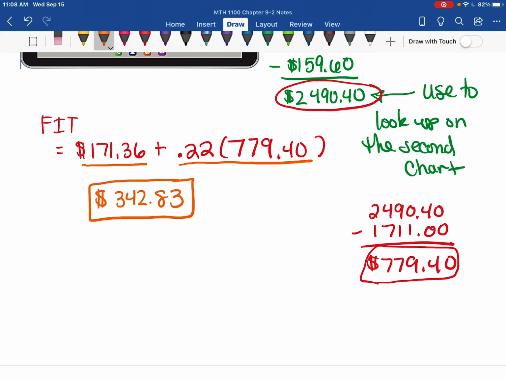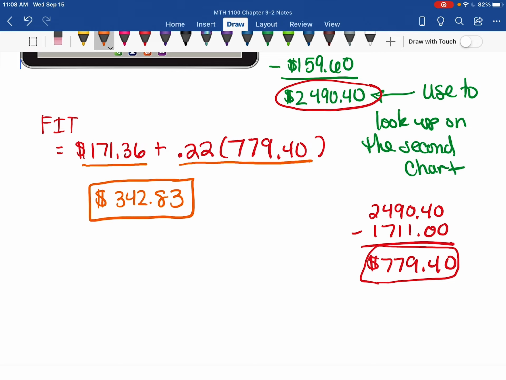Now, at this point, if there was given information about the state income tax as well, we would want to take it off. So, for example, it might say your state income tax is 5%. If it says that, you want to make sure you make that deduction as well. So you would take 5% of whatever your gross pay is. And that would also be considered a deduction. But nothing is mentioned in this problem about that, so we're going to leave it alone.